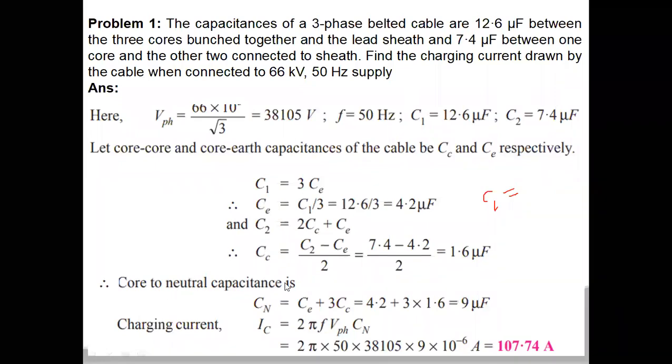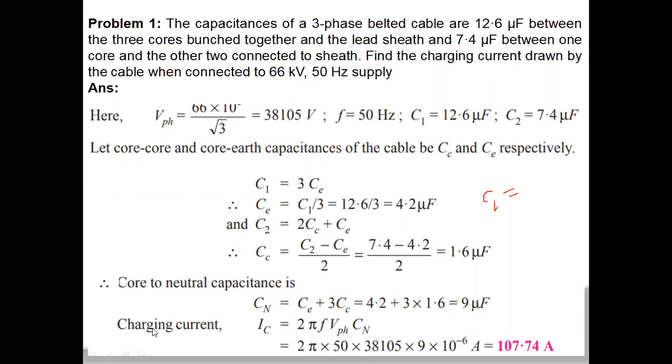Now the core to neutral capacitance CN will be equal to CE plus 3CC. So now you substitute the values of CE and CC in this expression. You will get the capacitance between your core and neutral, which is 9 microfarad.